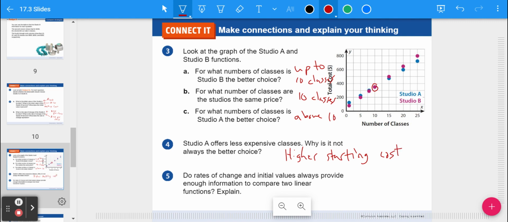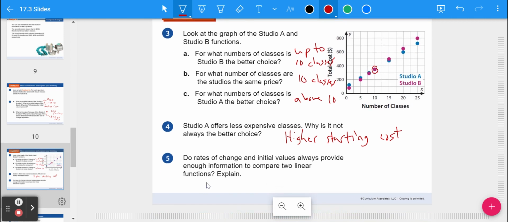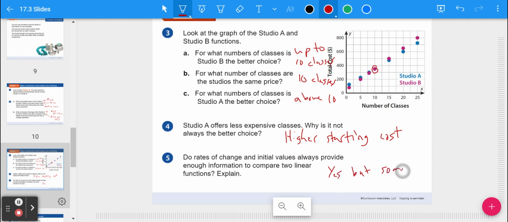Number 5, do rates of change and initial values always provide enough information to compare two linear functions? In a roundabout way, yes. But sometimes we want to look at specific spots in time that are not shown just from those two things. So yes and no is my answer. Yes, but sometimes you need more detail, like specific places in time.